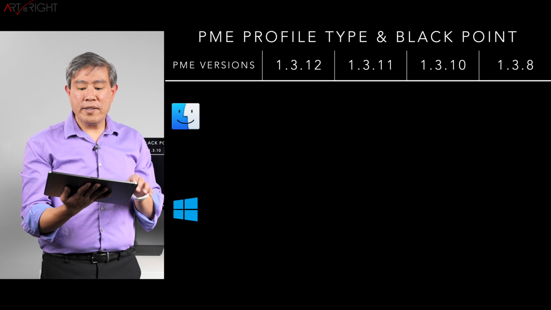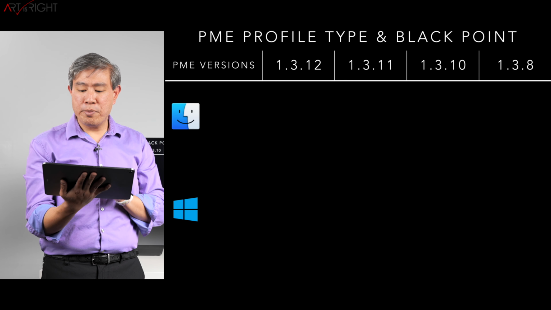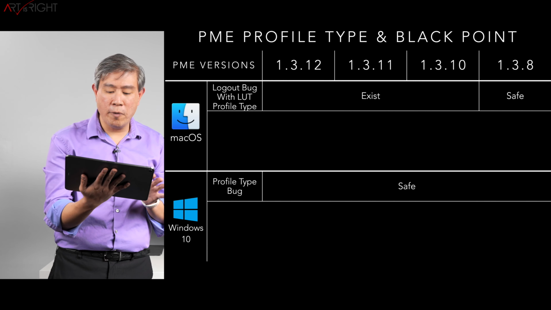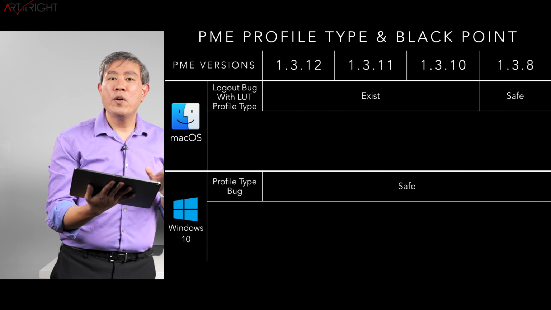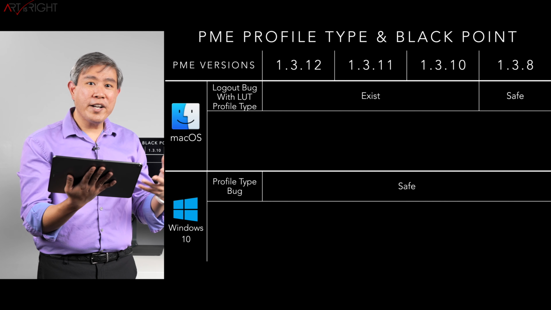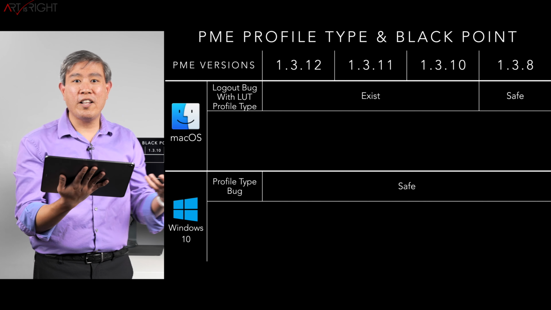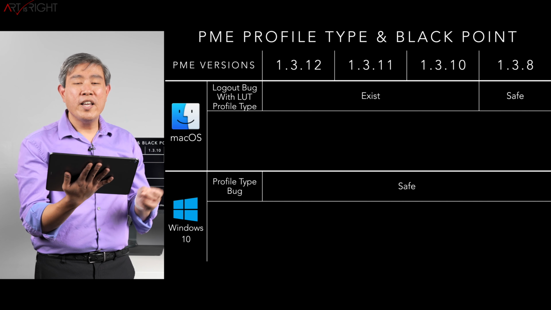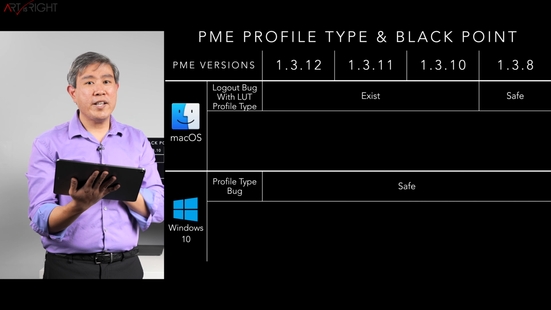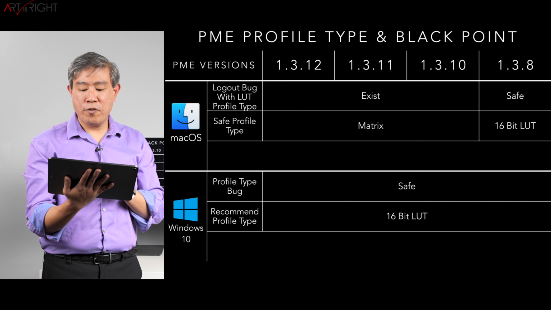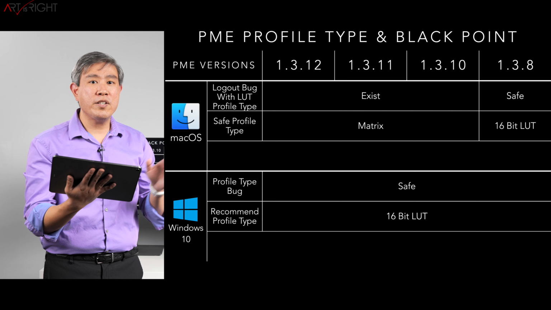All right, let's talk about the PME, or Palette Master Element, profile type and black point. And this is something that we need to concern ourselves with. So with macOS right now, we talked about a logout bug that causes a system UI crash, and what it does is it locks you out to the login screen. This is still happening in version 1.3.12, and the only version so far that is safe from this is 1.3.8. And the safe profile type for a Macintosh system right now is to use matrix.